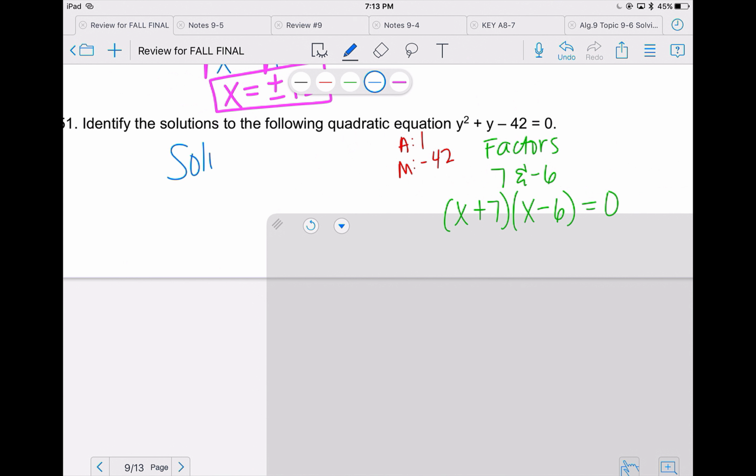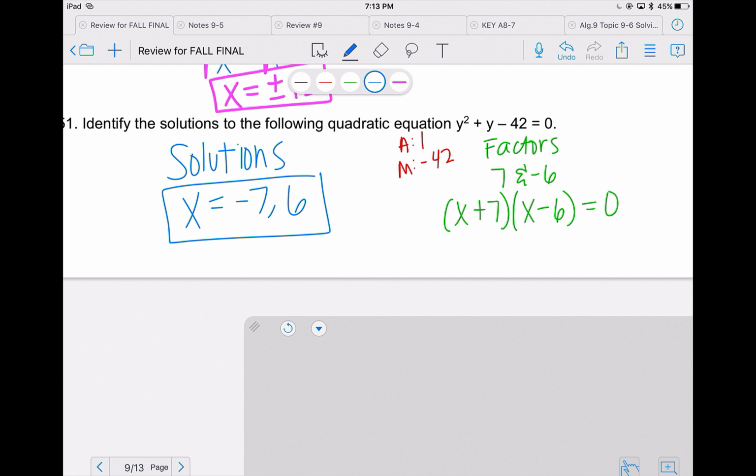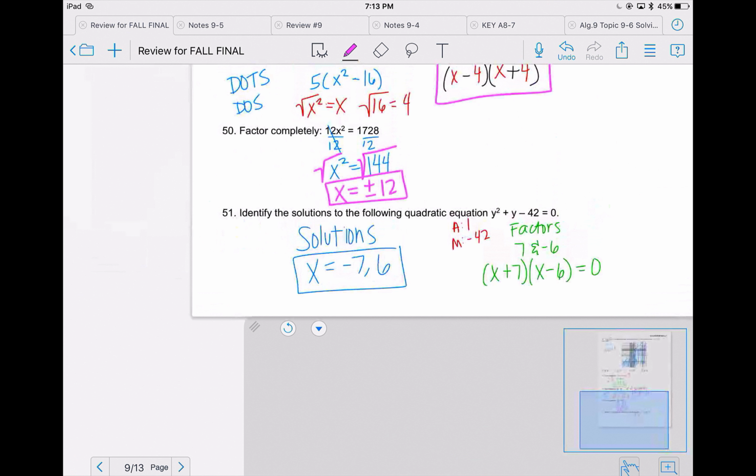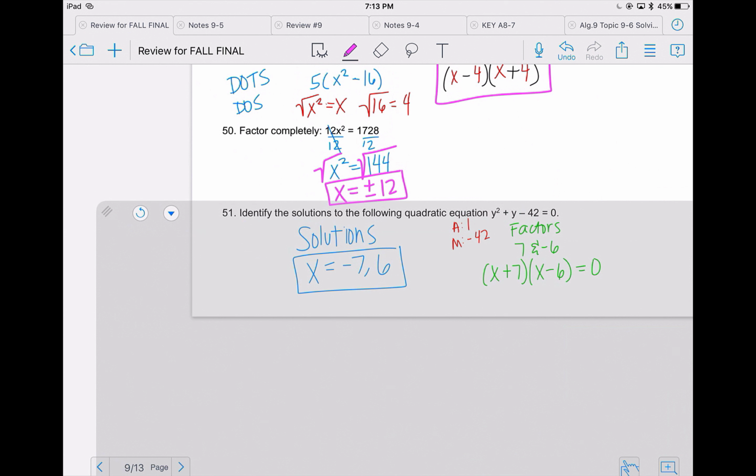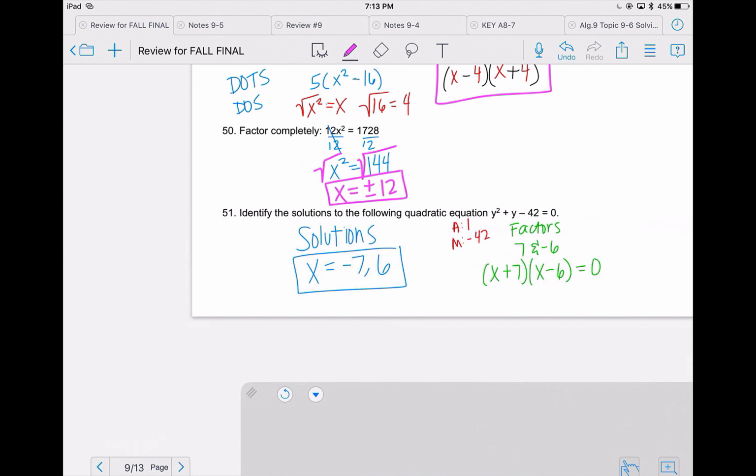Now for my solutions, I change the signs. X would equal a negative 7 and a positive 6. So factors come straight from the calculator. Solutions are the opposite signs of factors.